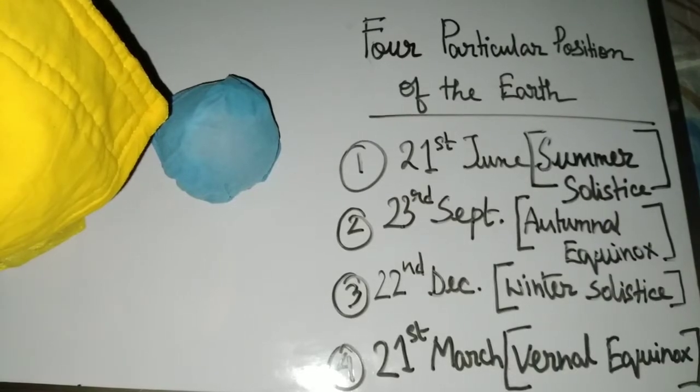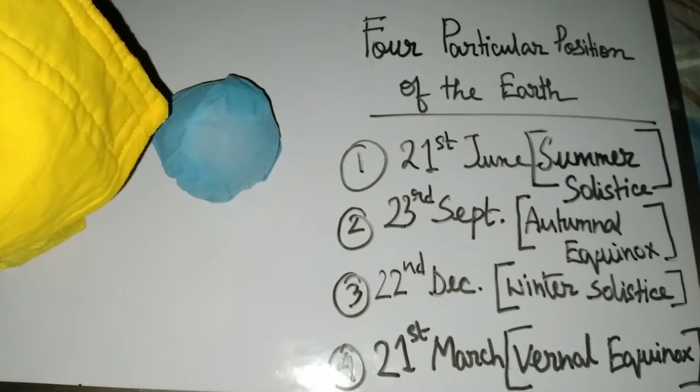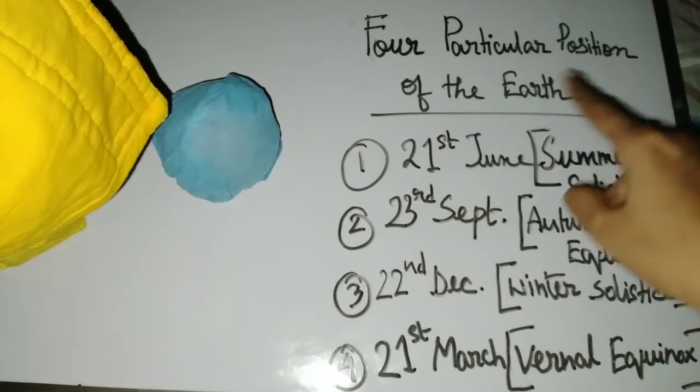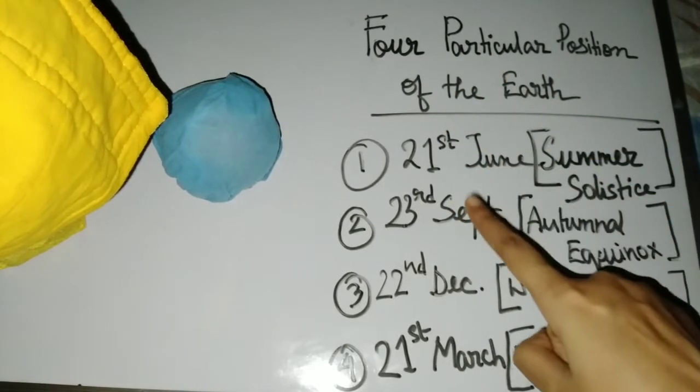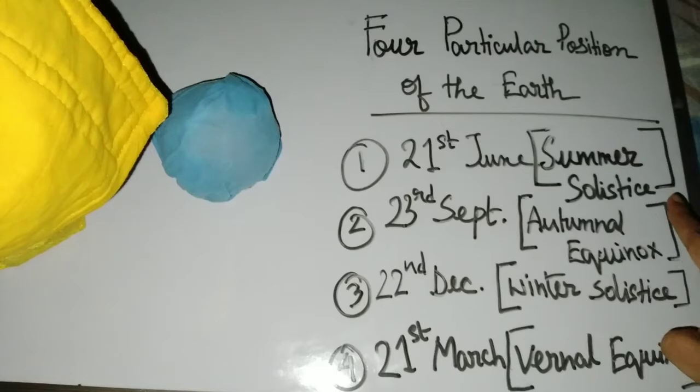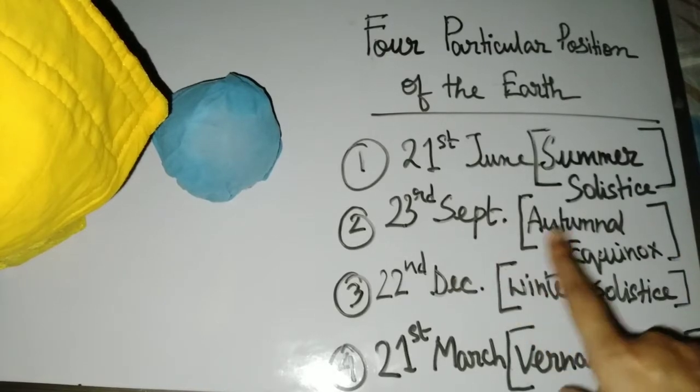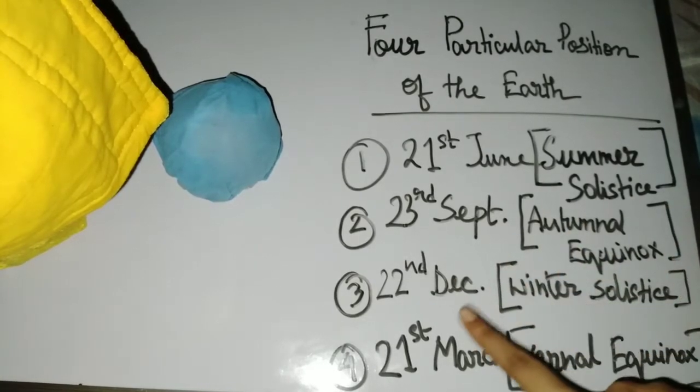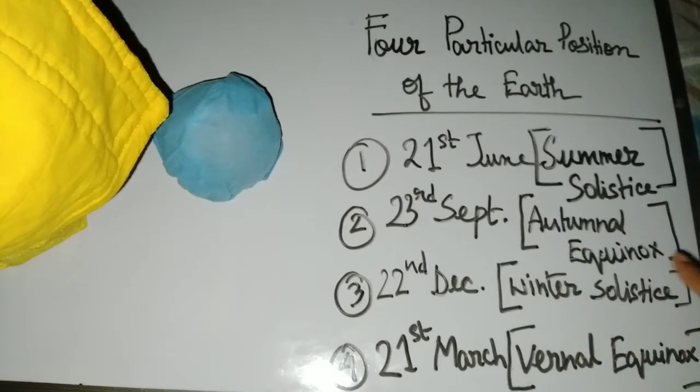Now, according to the variation in lengths of days and nights, there are 4 particular positions of the Earth. Number 1, 21st June, that is summer solstice. On 23rd September, it makes autumnal equinox. On 22nd December, it makes winter solstice, and on 21st March, it is vernal equinox. Now we are going to discuss it one by one.